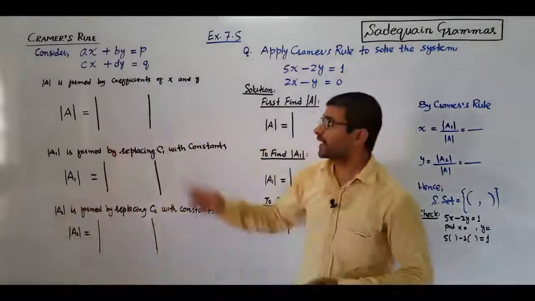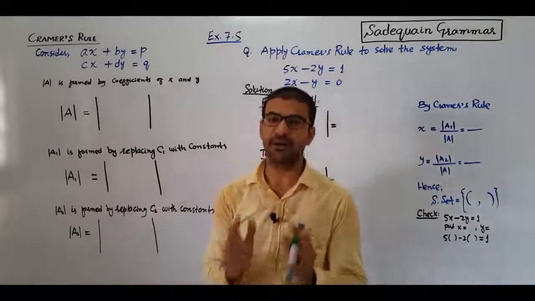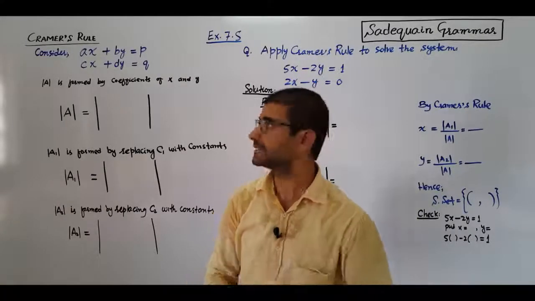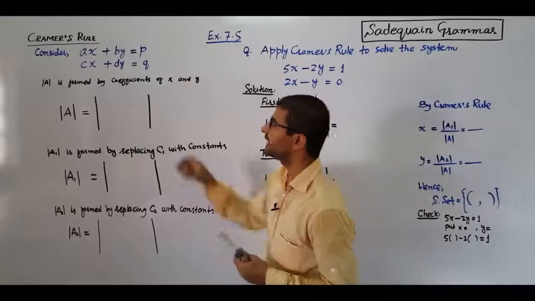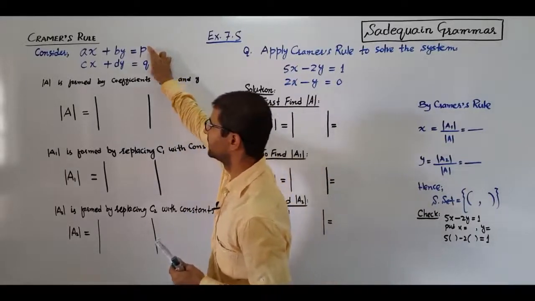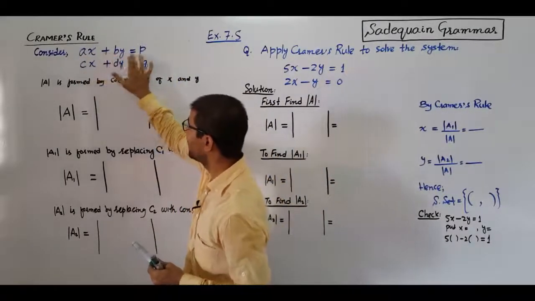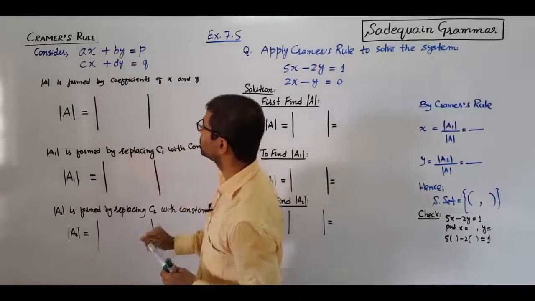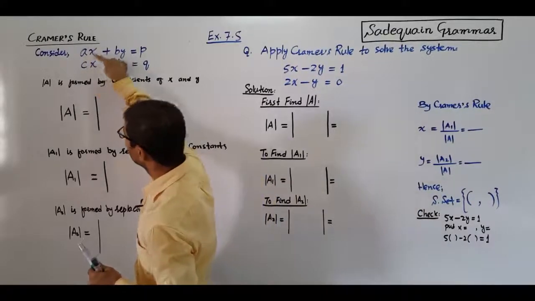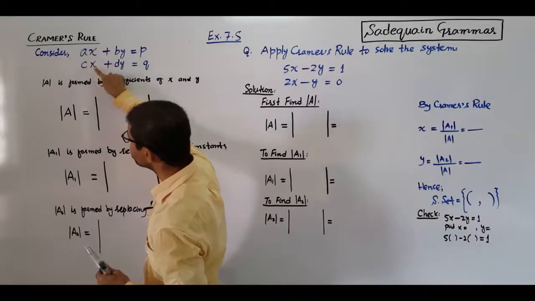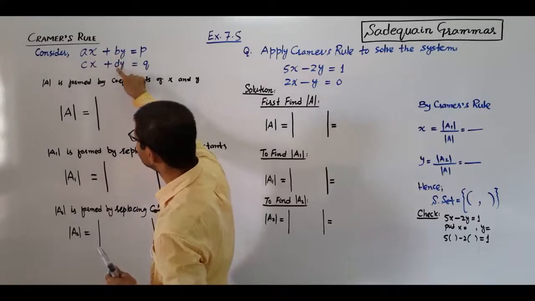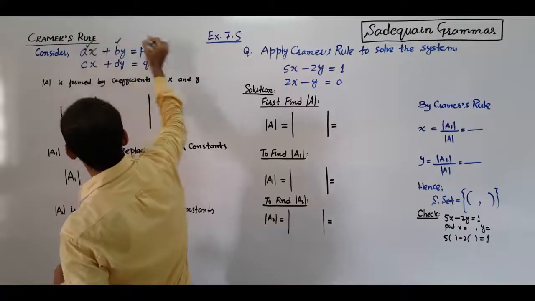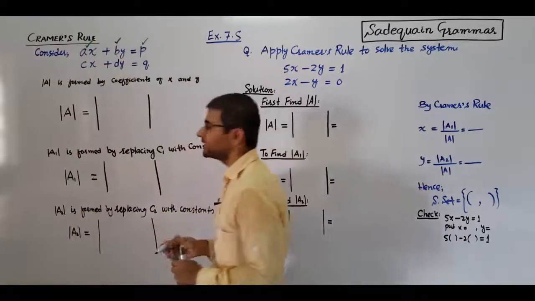Students, now we have Cramer's rule. A method of finding the solution set of a system of equations is known as Cramer's rule. In this method, we have two equations: ax plus by is equal to p, cx plus dy is equal to q. Here, a and c are the coefficients of x, b and d are the coefficients of y, and p and q are constant terms.